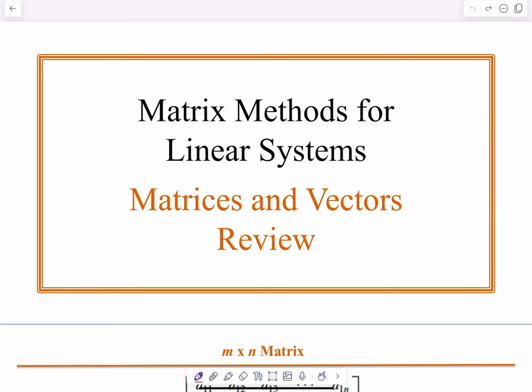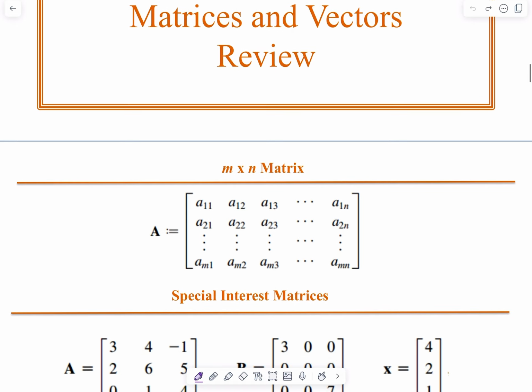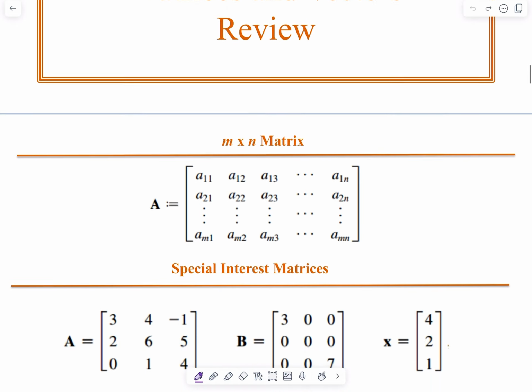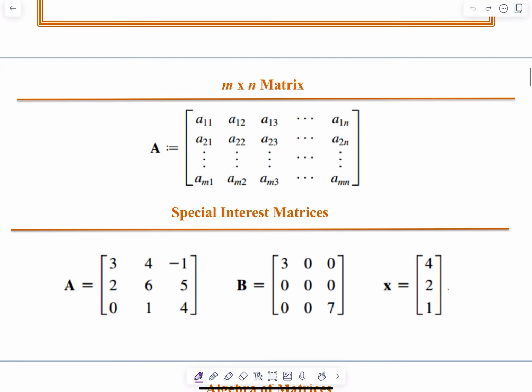Matrix Methods for Linear Systems, and in this video we will be reviewing matrices and vectors. So a matrix is a rectangular array of numbers arranged in rows and columns. So we have m rows and n columns. And we call this an m by n matrix.